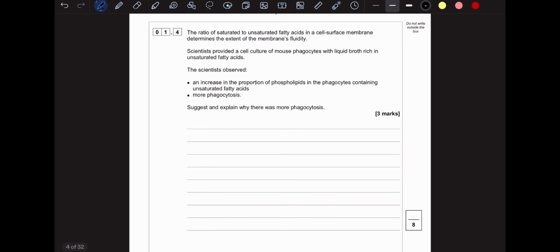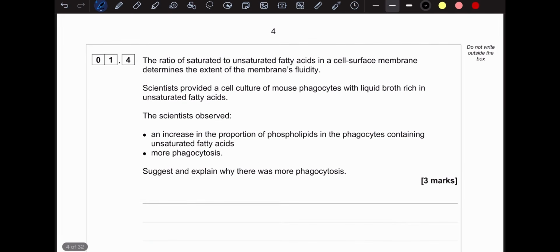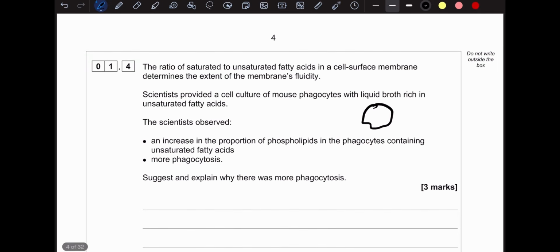And they want us to explain why this would happen, right? So they put these mouse phagocytes in a culture full of unsaturated fatty acids. These phagocytes have a membrane like any other cell. And what's going to happen if you put them in a liquid broth rich in these unsaturated fatty acid chains, it's going to incorporate them into its membrane, right? And then that explains why we're seeing an increase in the proportion of phospholipids in the phagocytes containing unsaturated fatty acids, right?